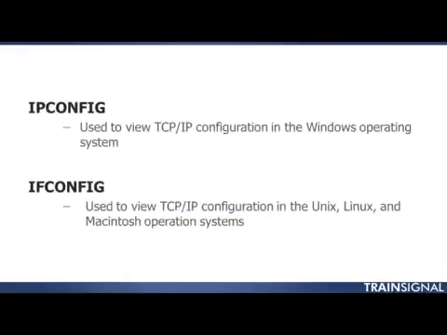So the first couple of commands that I want to go over with you are very similar in nature. Not only are they named similarly, but the functionality is pretty much the same. These two commands are ipconfig and then ifconfig. Now both are used to view TCP/IP configuration. The difference is ipconfig is for the Windows operating system, whereas ifconfig you will find in things like Unix, Linux, and Macintosh. We will take a look at the ipconfig utility in just a few minutes.